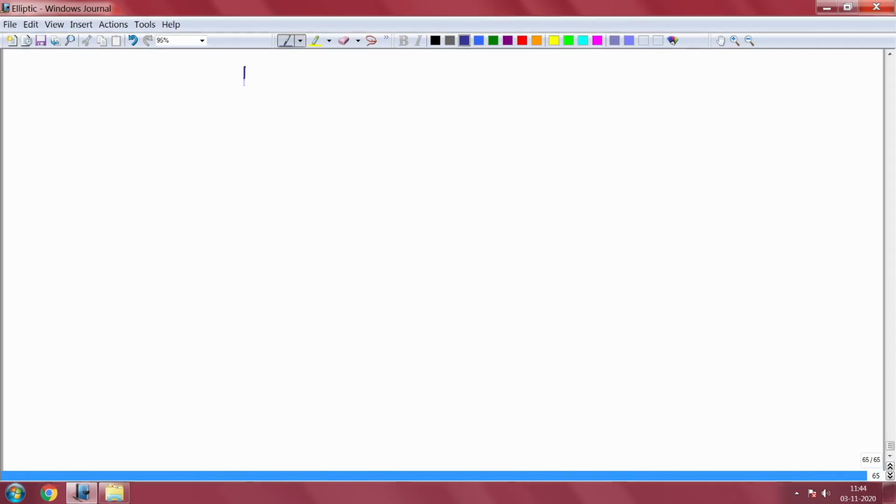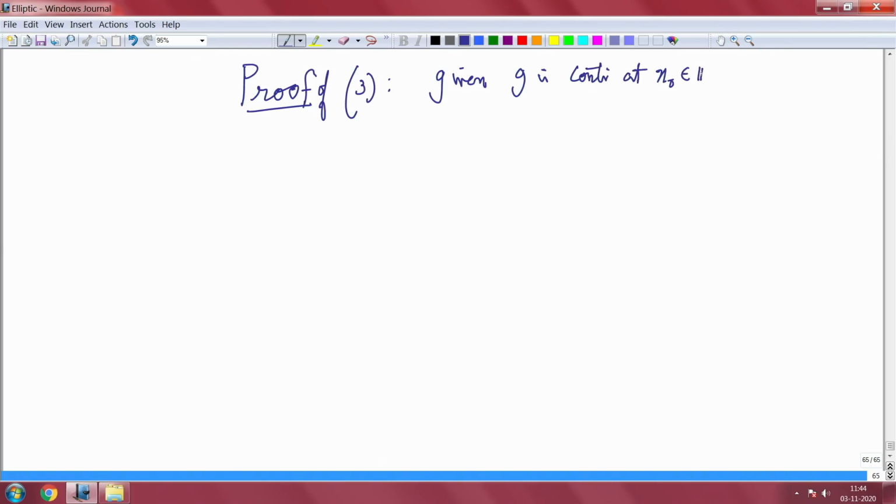Proof of 3. So, g is bounded continuous, given that g is continuous at any point x naught. Fix x naught in the boundary of R n plus. So, you have the half plane. This is your x naught. You can view x naught as (x naught, 0) or x naught, whichever way you like it. That is the boundary.